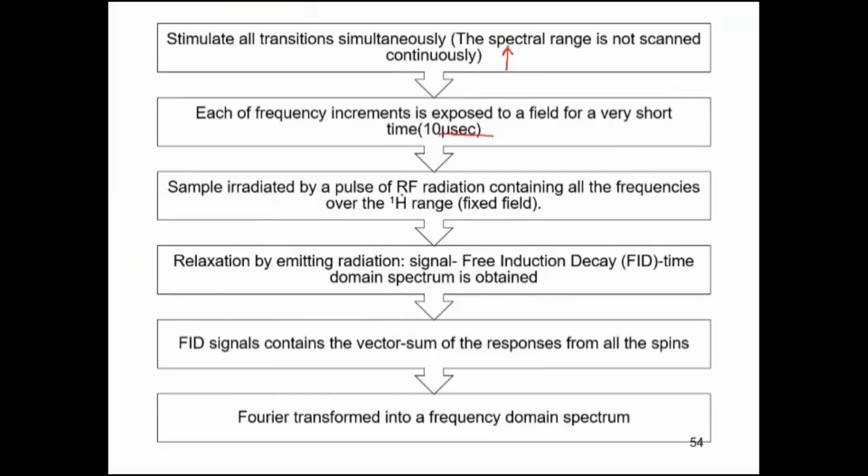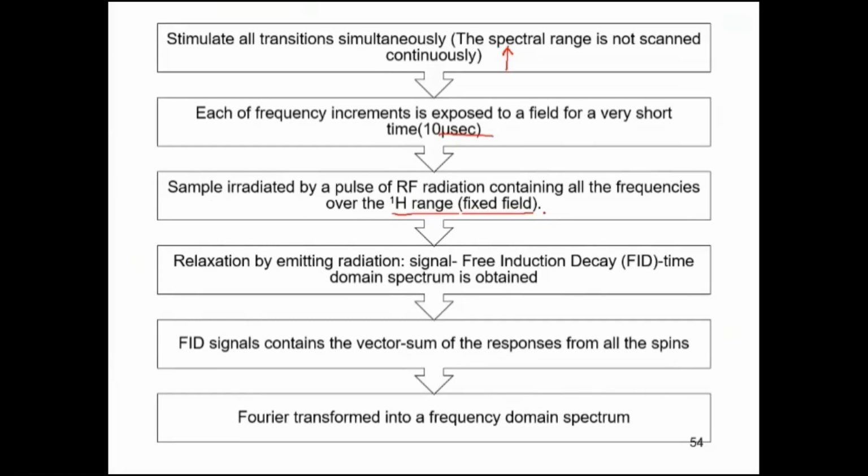Sample irradiated by a pulse of radio frequency radiation containing all the frequencies over the H1 range. That is, the field is fixed. External magnetic field strength is fixed. The relaxation by emitting the radiation, that happens when the nuclei fall back to the ground state, produces a signal which is nothing but your free induction decay, FID, which is in time domain spectrum, and we saw how it looks like. FID signal contains the vector sum of the responses from all the spins.